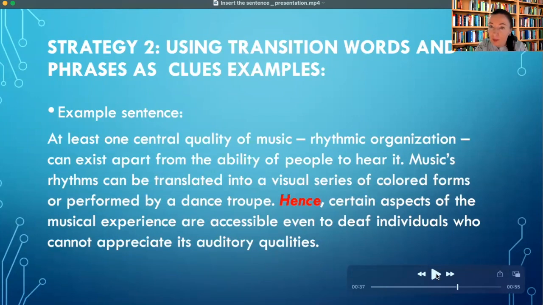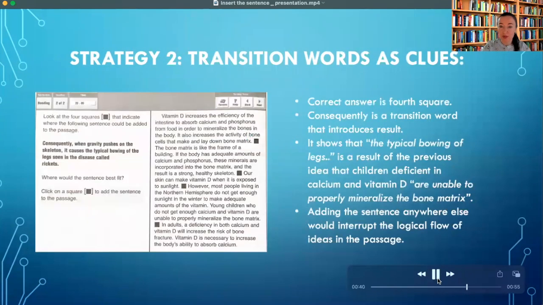Let's have a look at the example question and see if the transition word can help us find the answer faster. So here's your passage. You already know the type of question. Look at the four squares over here that indicate where the following sentence could be added to the passage. Consequently, when gravity pushes on the skeleton, it causes the typical bowing of the legs seen in the disease called rickets. Where would the sentence best fit?